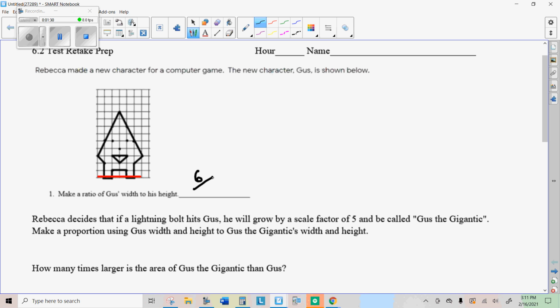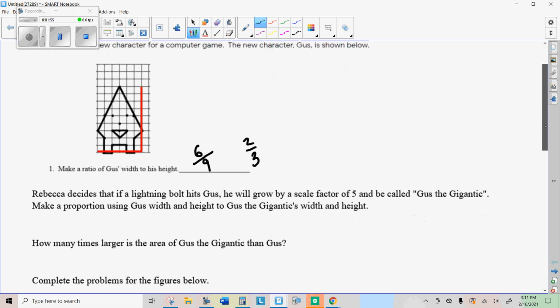And then we need the same thing, but the height. We're going to count from the bottom to the very top of the figure, okay? And that line is 9, so 6/9. Now, if the fraction can be simplified, it's okay to do that. It could also be 2/3. All right, so either of those are good answers.